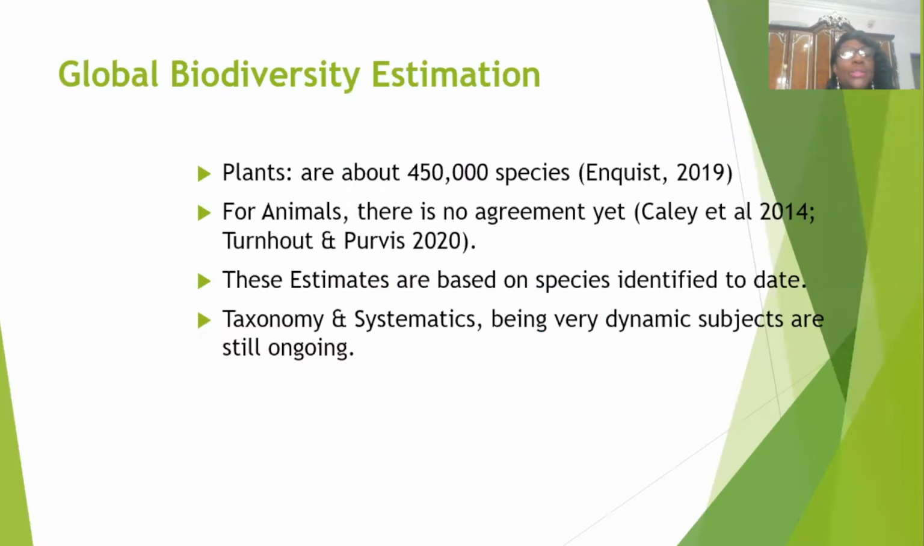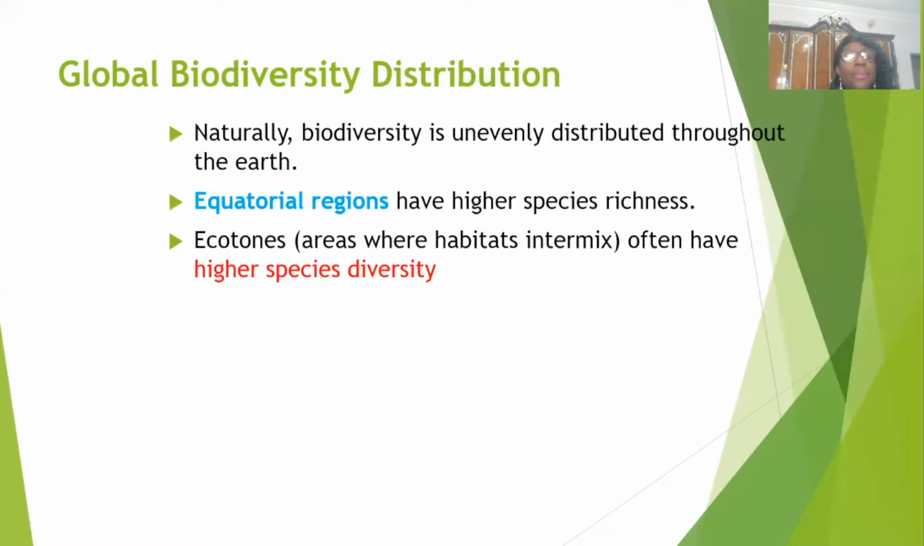Global biodiversity estimation. Plants are about 450,000 species. For animals, there is no agreement yet. These estimates are based on species identified to date. Taxonomy and systematics, being very dynamic subjects, are still ongoing. There is constant naming and identification of species on a regular basis.